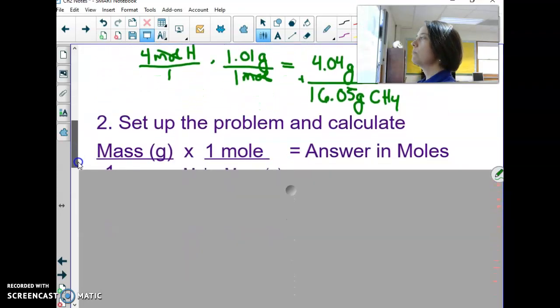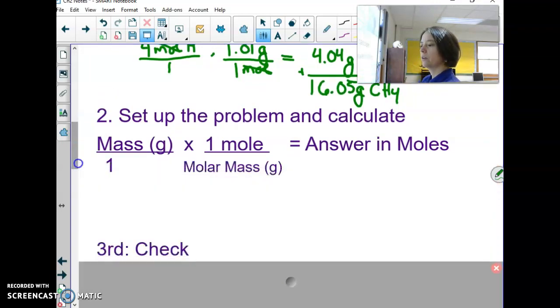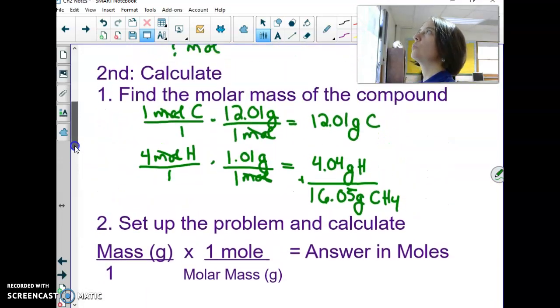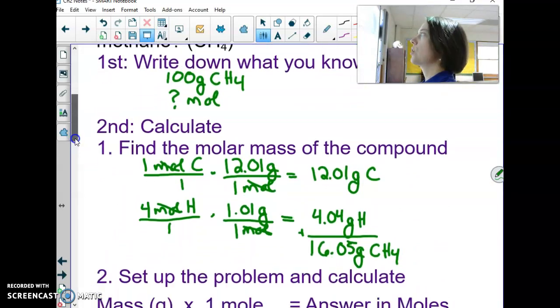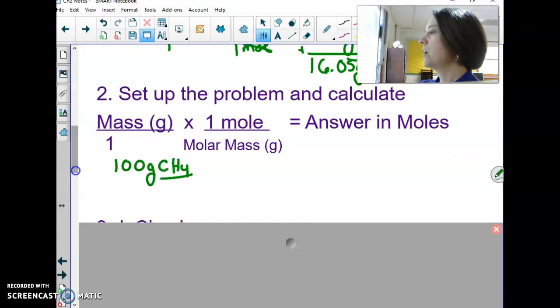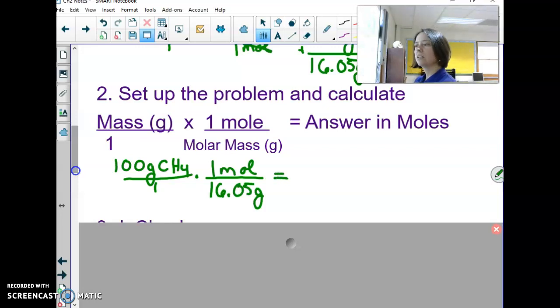After we get the molar mass, what we need to do is set up the problem and calculate. So we're going to set up our problem like this. Our original quantity in mass over 1. If you remember, that was 100 grams of methane. 100 grams methane over 1 times 1 mole over our molar mass, which we just found to be 16.05 grams, and that's going to give me my answer.